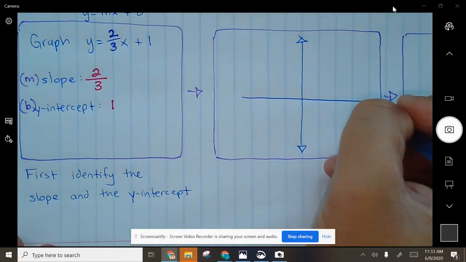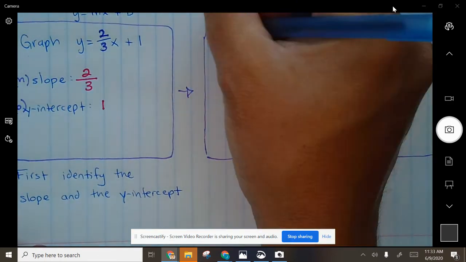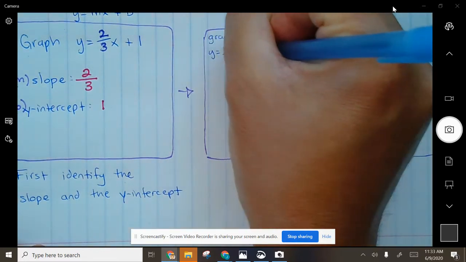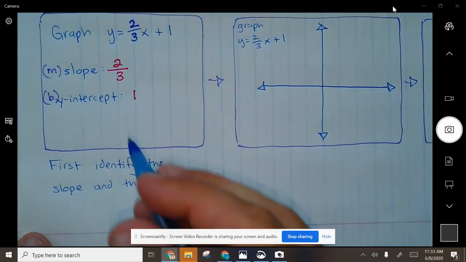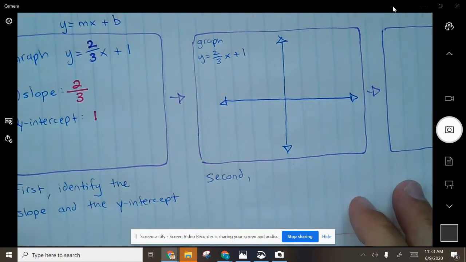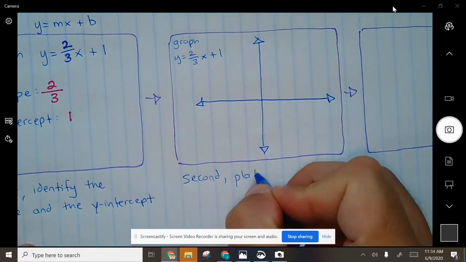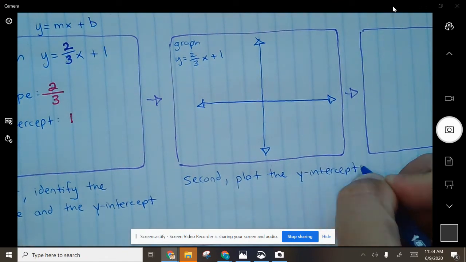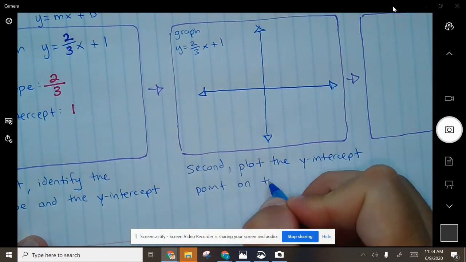It doesn't have to be super perfect today, since I don't even have graph paper right here. But now I'm going to write it again. It's going to say graph y equals 2 over 3x plus 1. Okay? So that was your first step. Second, now that you've identified it, plot the y-intercept point on the y-axis. You're writing all this down. I'm going to check it.